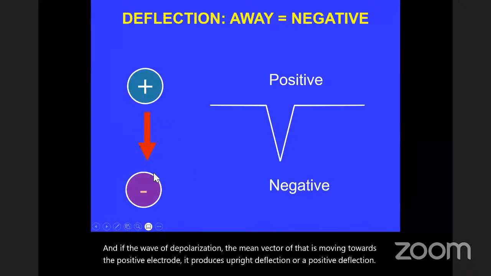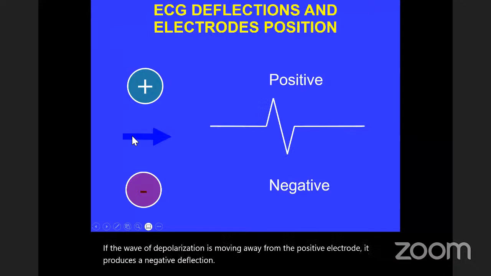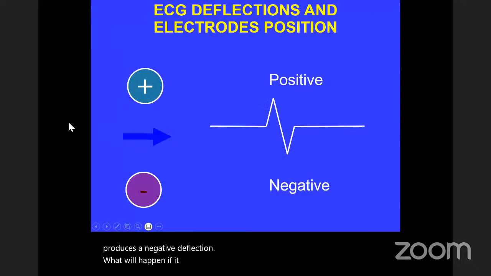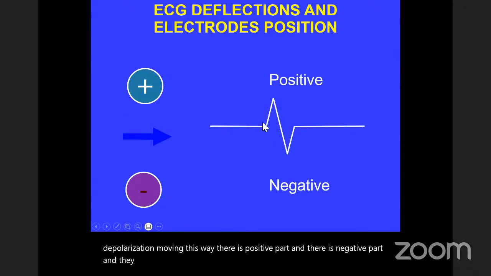If the wave of depolarization is moving away from the positive electrode, it produces a negative deflection. What will happen if it is perpendicular to these electrodes? If the wave of depolarization is moving this way, there is a positive part and a negative part, and they will equal each other. So they will cancel each other, and we will have an isoelectric line.